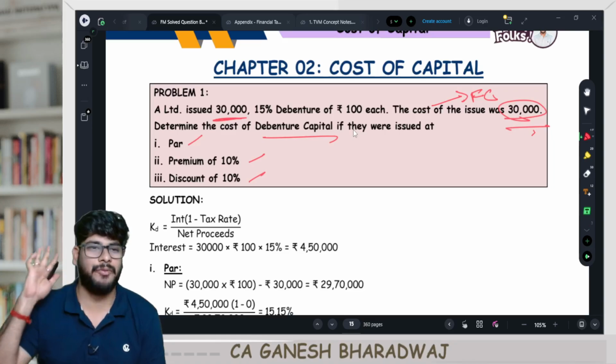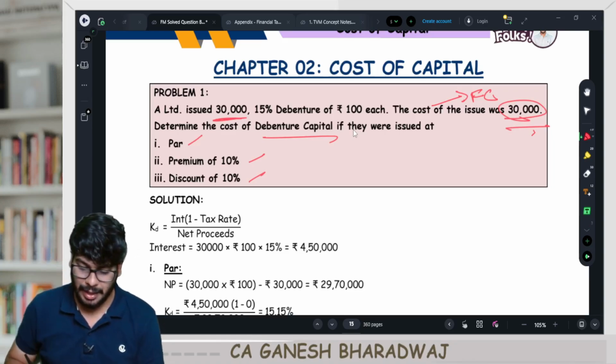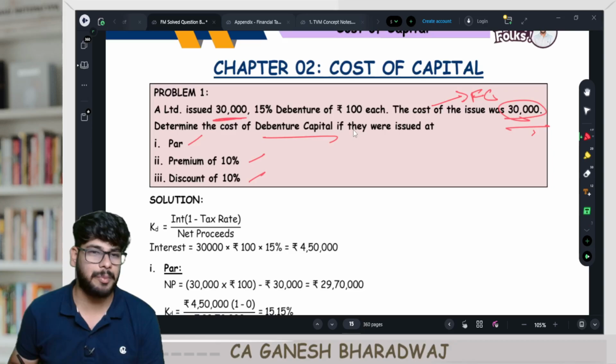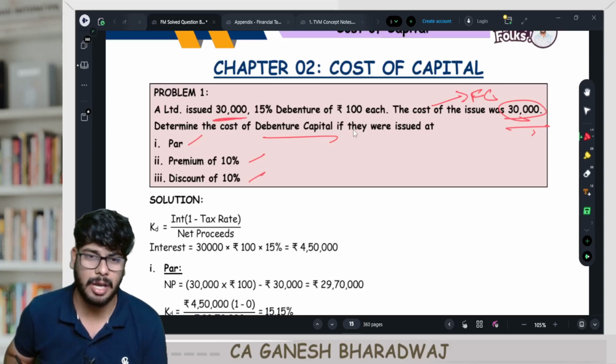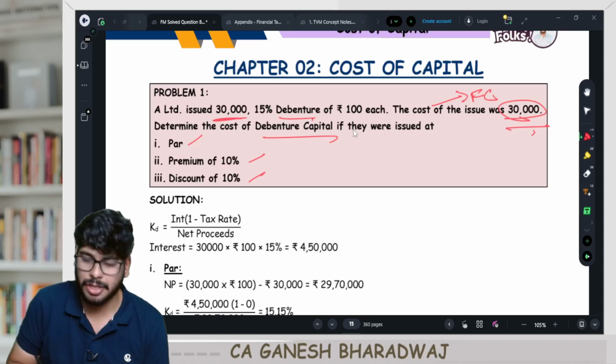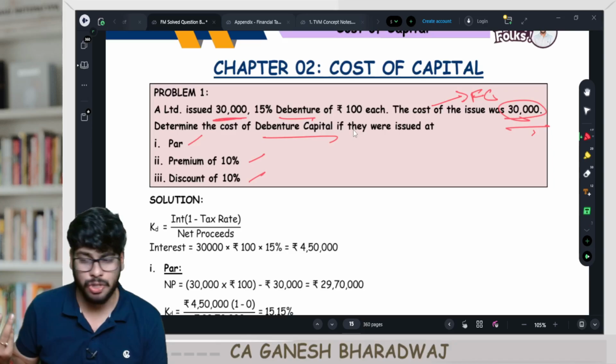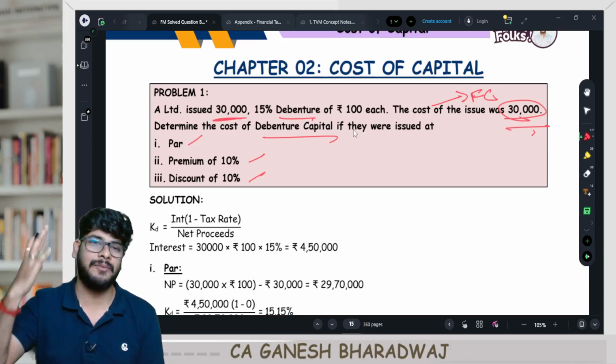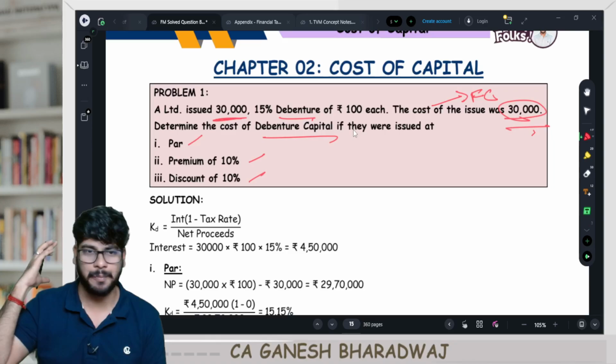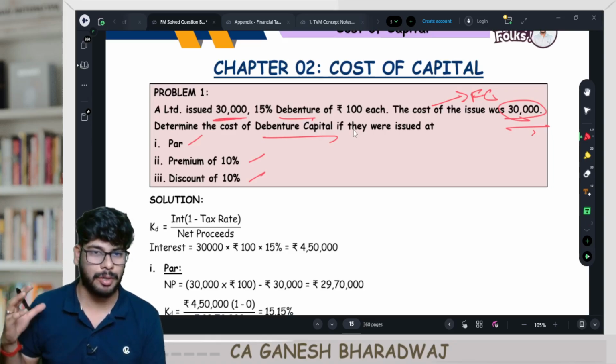Clear with this? Now, guys, this is a clear-cut case of irredeemable debentures. How do you know? Because they have given debentures. Have they given the life or the period? No. When the period is not given, you can definitely assume it to be irredeemable in nature. Clear with this? Now, what do we do here?